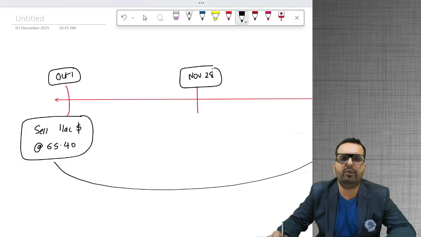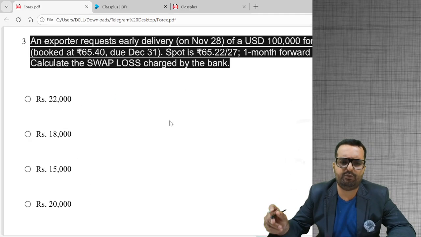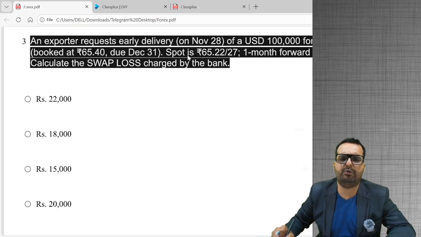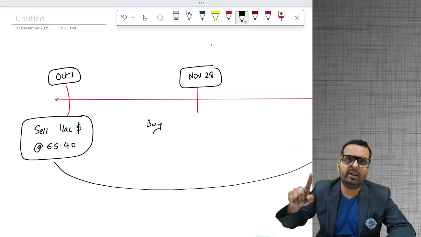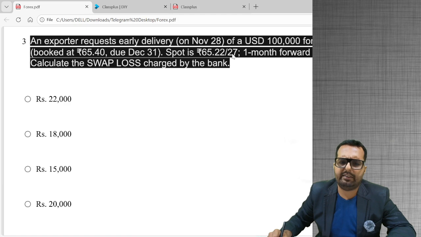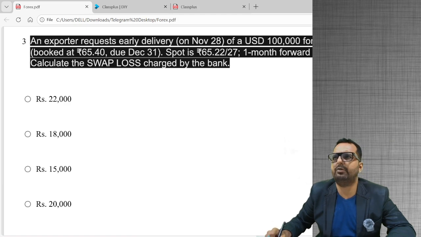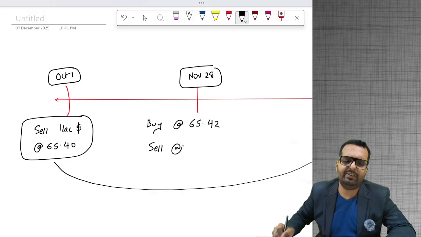So tell me now, how will you close it on November 28th? I will have to cancel the contract. So first what I will do is I'll buy 1 month forward. To buy 1 month forward, buy dollar means bank is selling dollar. It will be the ask rate now, correct? So when I'm buying 1 month forward, I will be buying at ask rate 65.27 plus 15, 65.42.